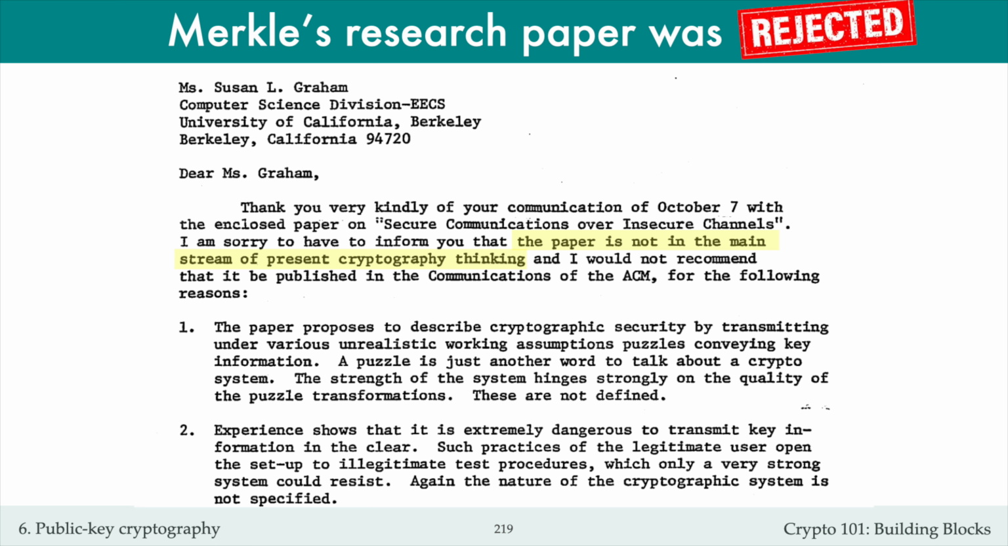Merkle was informed that his paper is not in the mainstream of present cryptography thinking, and experience shows that it is extremely dangerous to transmit key information in the clear. Of course, the keys that were transmitted in the clear in Merkle's scheme were not secret keys, but public keys that were authenticated but not secret. To the referees, this just didn't make any sense.